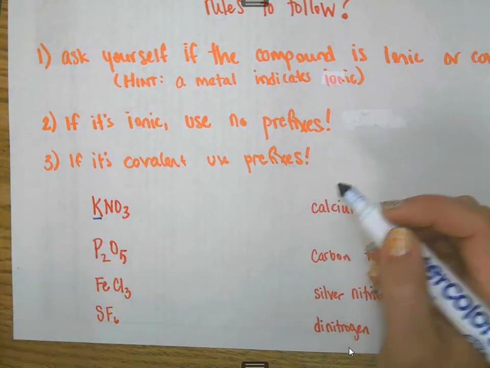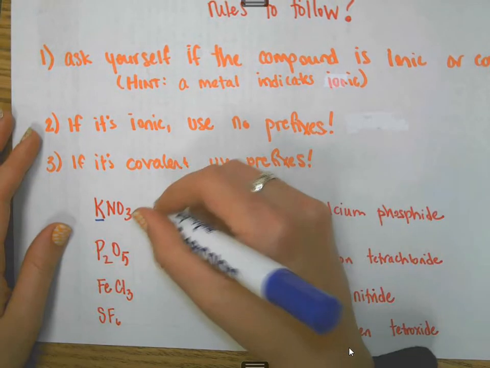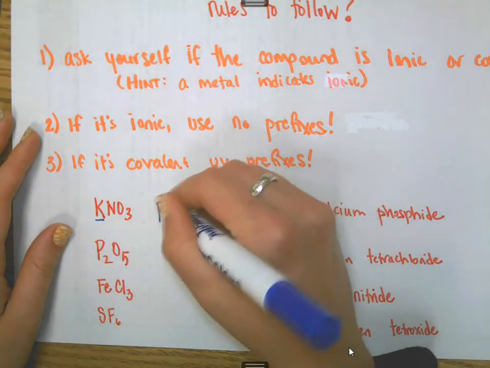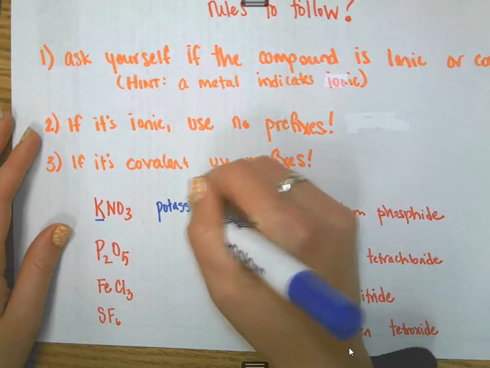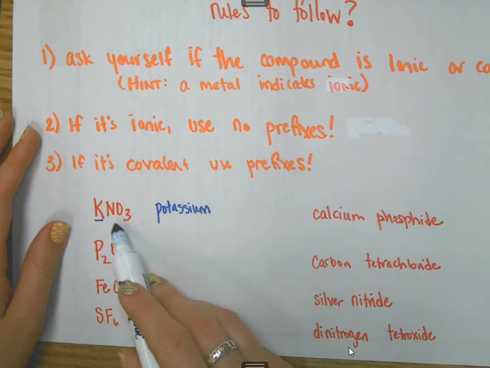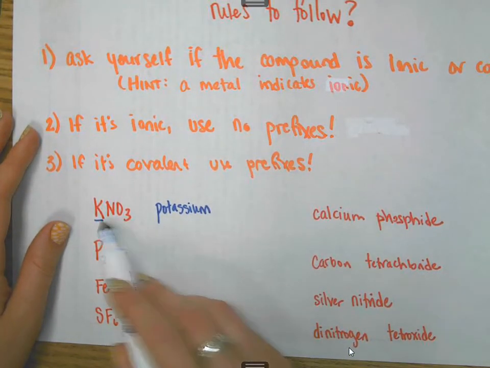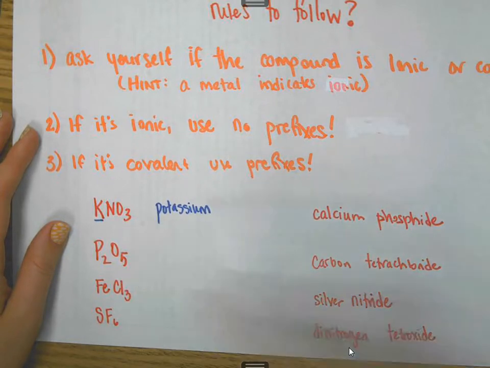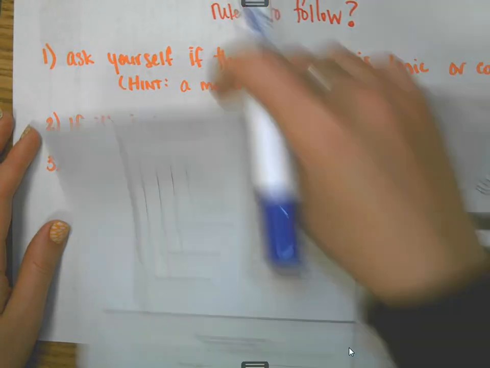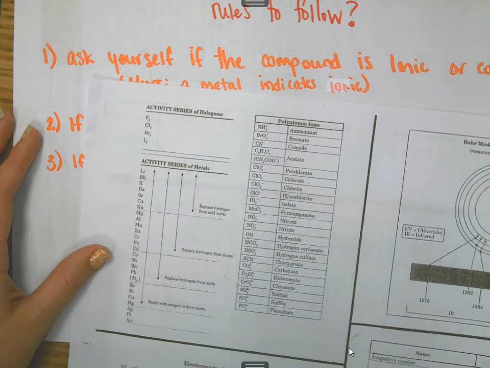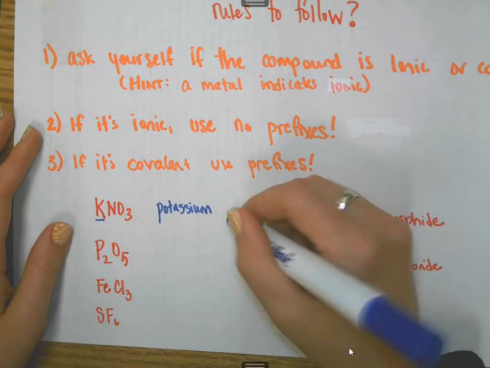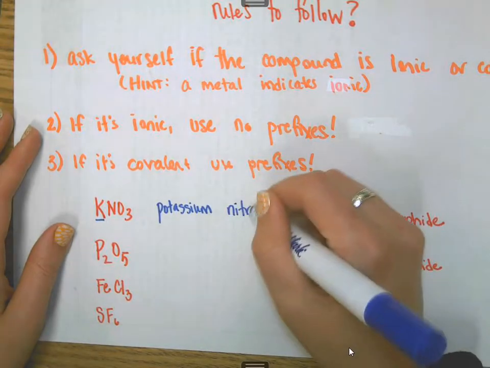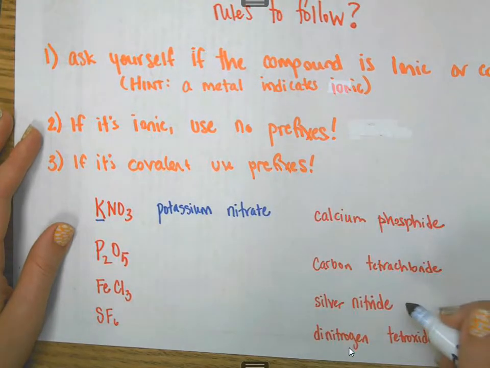So no prefixes, I just name it. Potassium is one of the first 2 columns. That means it doesn't get a Roman numeral. And since it has more than 2 elements in this, I know that one of them is a polyatomic ion. Don't forget that you have your polyatomic ion table. So you can find NO3 and you'll see that it's called nitrate. So you just copy that down and you're done.